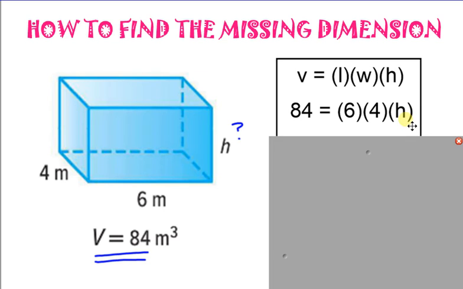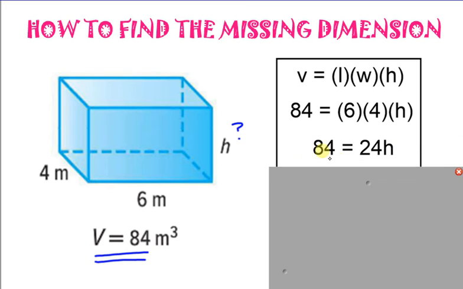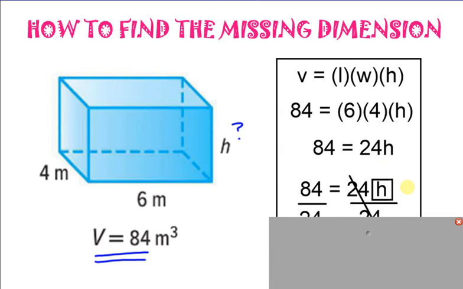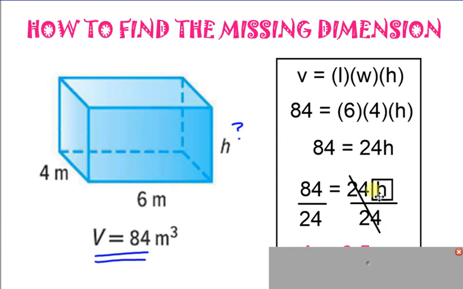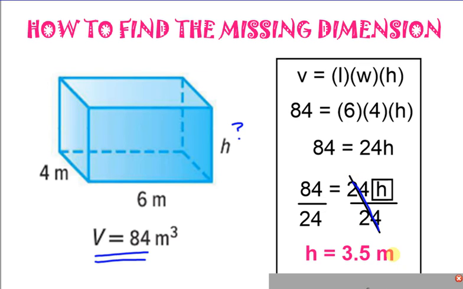Ask yourself, what can you simplify? Well, you can do 6 times 4. Okay? So 84 equals 24h. And now you should recognize that automatically as a one-step equation. You box your variable, and you divide both sides by 24. These will cancel, and you should get a height of 3.5 meters.